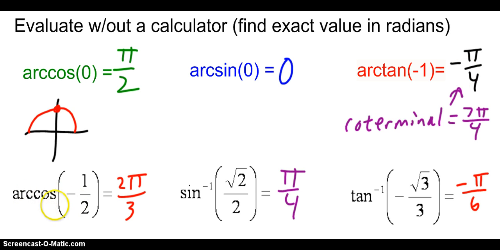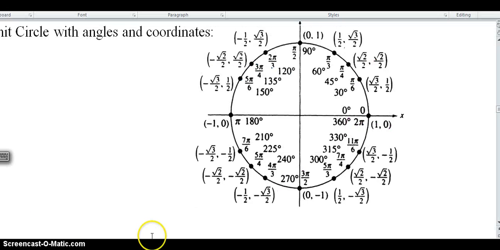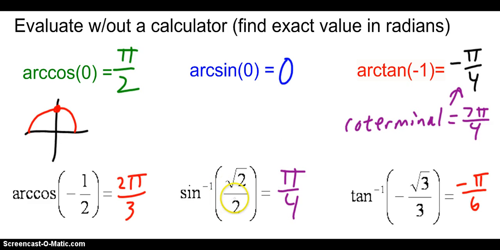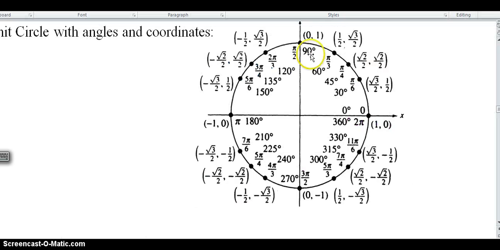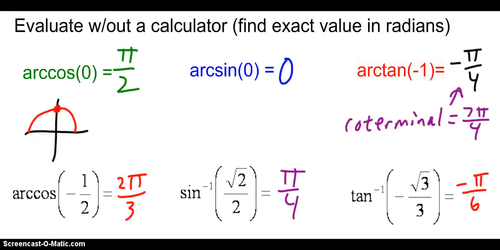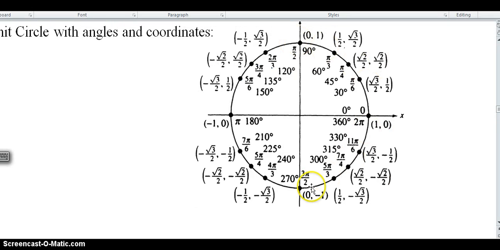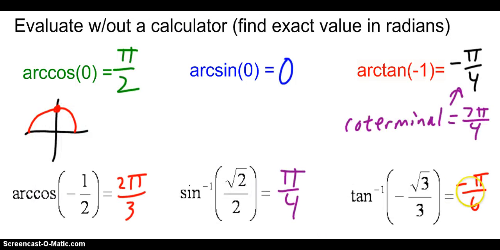Now I do the same thing for arc cosine of -1/2. Look at the top of the circle. That's going to be at 2 pi thirds. Sine inverse of root 2 over 2. Look at the right half of the circle. That's going to be at pi fourths. Tangent inverse of -root 3 over 3. Look at the right half of the circle. It's 11 pi sixths. The coterminal angle is -pi sixths.